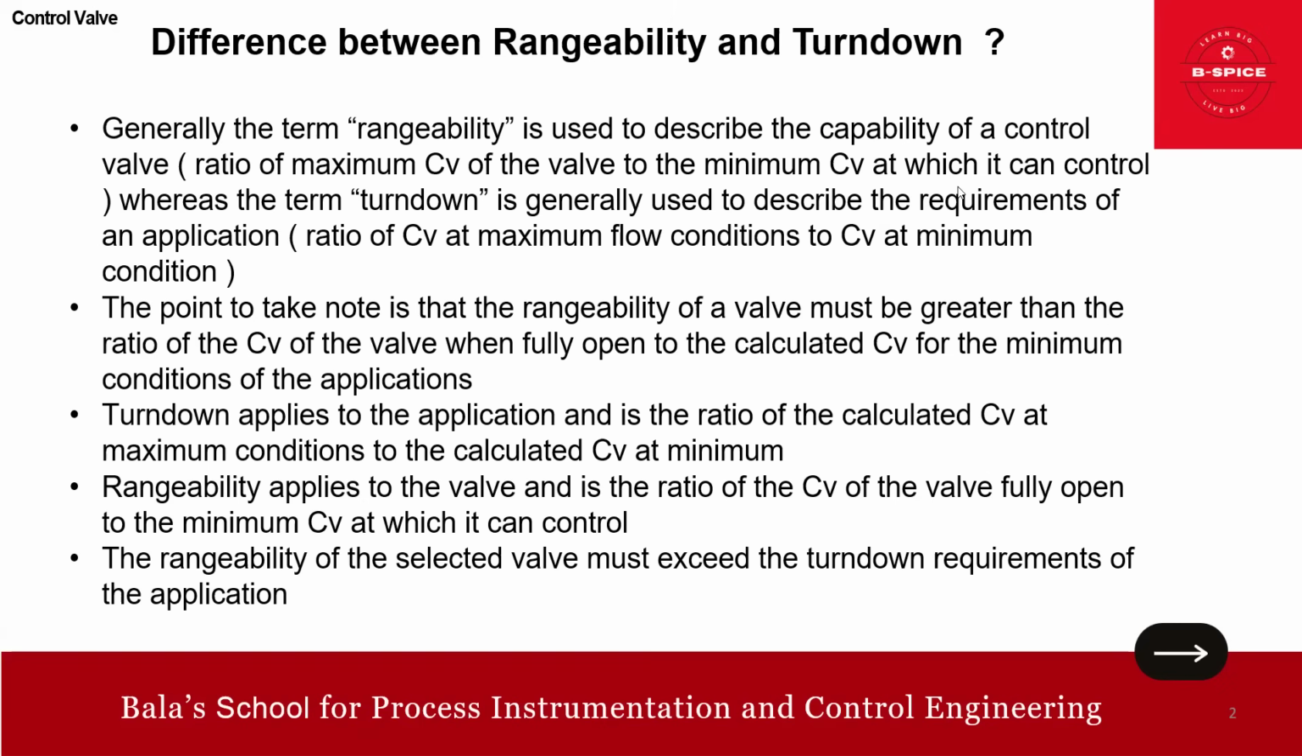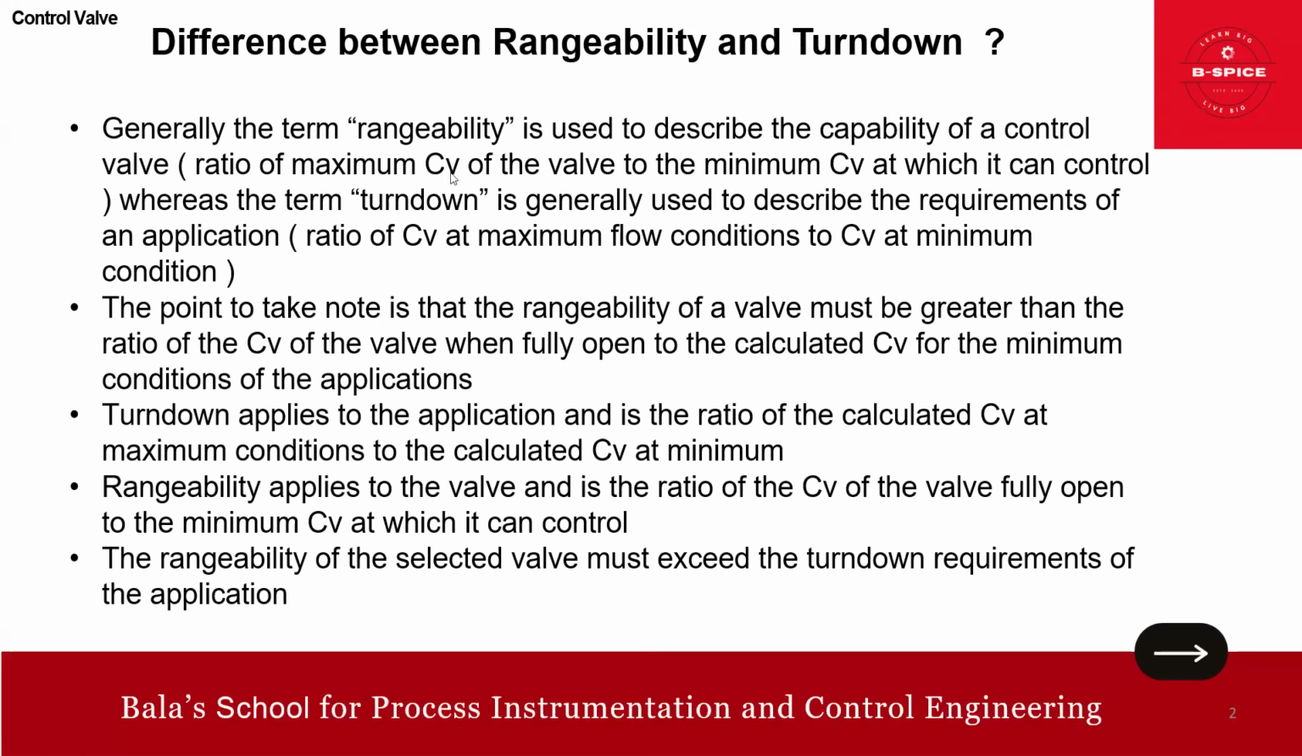Rangeability is used to describe the capability of the control valve, meaning the ratio of maximum CV of the valve to the minimum CV at which it can control. But the point is, rangeability refers to the capability, right? Whereas the term turn down is generally used to describe the requirements of an application, meaning ratio of CV at maximum flow condition to the CV at minimum flow condition. You got it, friends? The flow conditions, the requirements, that is the difference.